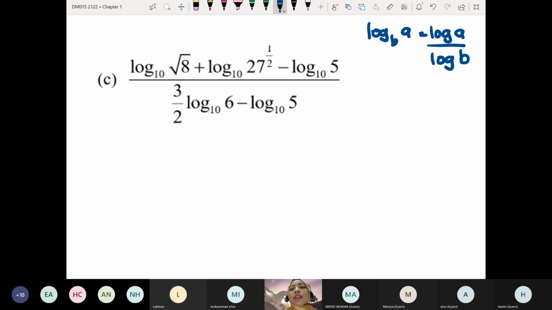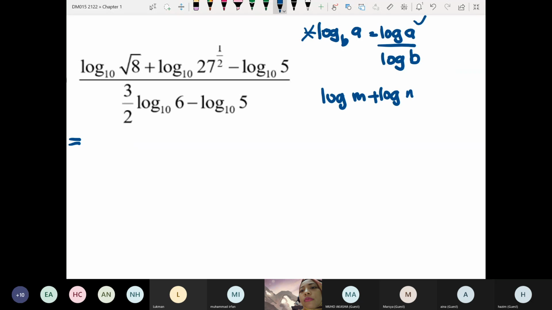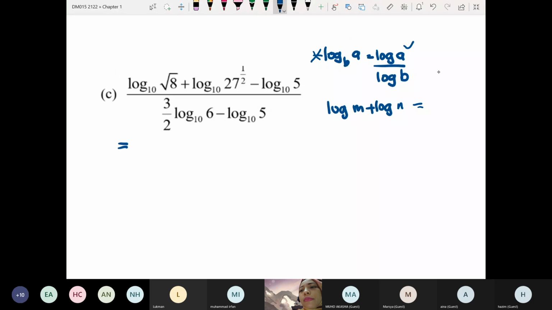Okay, so in our case, we're not going to discuss these properties lah, since all the bases are the same, 10. Kalau dia tak tulis pun, you tahu dia adalah base 10. So meaning that this question is a lot easier sebenarnya. Okay, so what you have to do is using the properties log m plus log n is equals to log mn. So that's what we're gonna do lah.